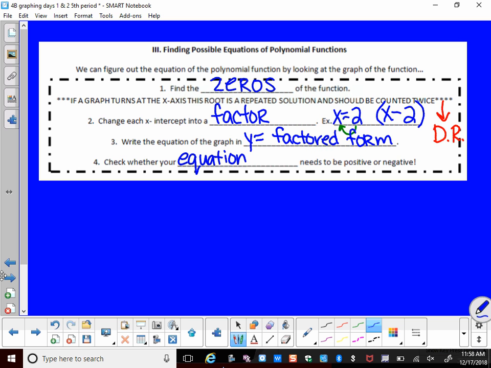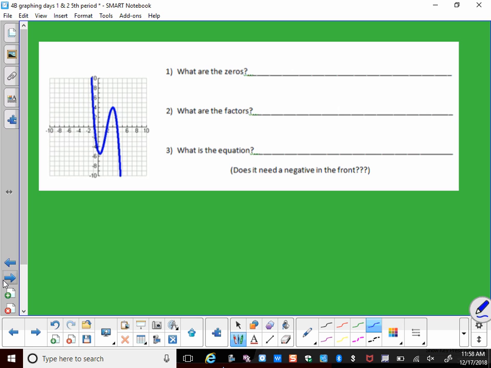Alright, let's practice. For this one, it's asking, what are the zeros? Well, I'm going to look to see where I cross the x-axis. My zeros are what? What's the first one? -1. Okay, what's next? 2. And then 4. Yes. Okay, -1, 2, and 4. Notice how I did not just write numbers. You guys have to put x equals.